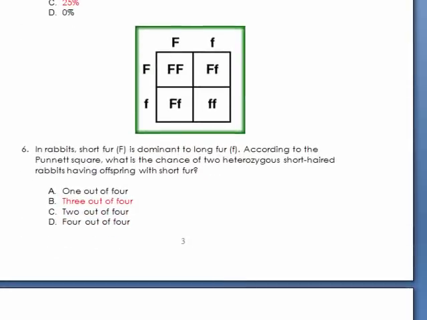Number 6. In rabbits, short fur is dominant to long fur. According to the Punnett square, what is the chance of two heterozygous short-haired rabbits having offspring with short fur? If we complete the Punnett square, it should look like what you see at the top, and it will tell you that B, 3 out of 4, is the correct answer.